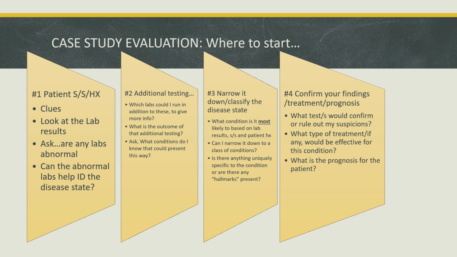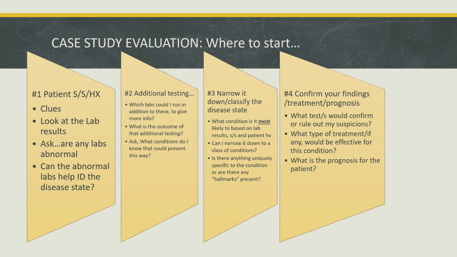Which labs could I run in addition to the ones that have already been run to give me more information? What is the outcome of the additional testing? So what information do I have and which direction can I go? What conditions do I know that could present this way? So now we're going to narrow it down and classify the disease state based on the information, the signs and symptoms, patient history, demographic, and the labs and tests that we've done.